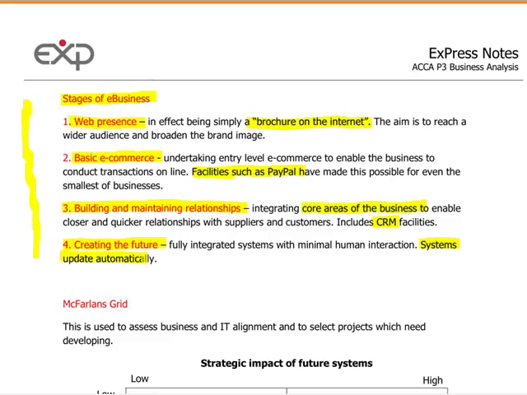all of these are fully integrated systems with really minimal human interaction. Things are updated automatically. When an airline seat is sold, that is processed by the various IT systems, and that is then identified, processed, and the booking is made.